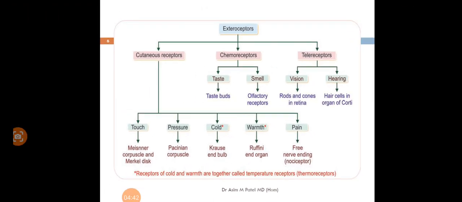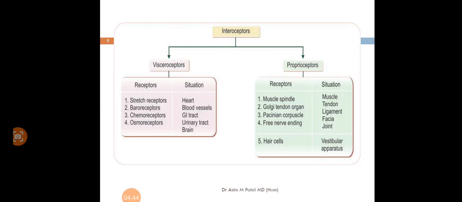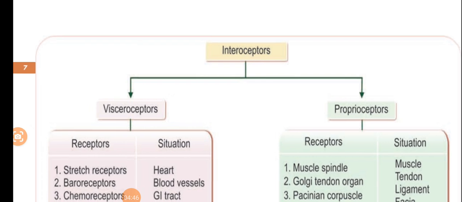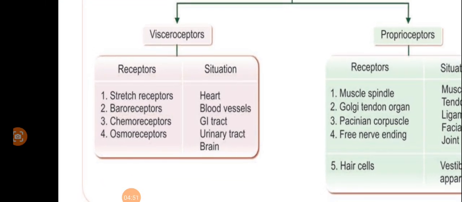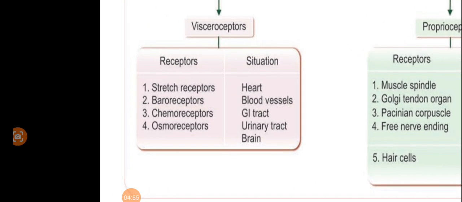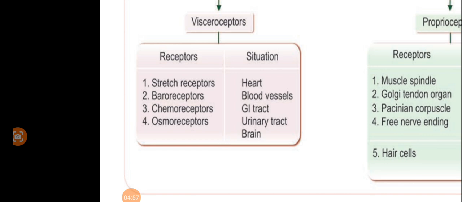So this is about the different types of exteroceptors. Then here are the different types of interoceptors. Interoceptors are basically classified into two types: visceroreceptors and proprioceptors. Visceroreceptors are situated in the organs, like stretch receptors which are situated in the heart and also in the bronchi and lungs.